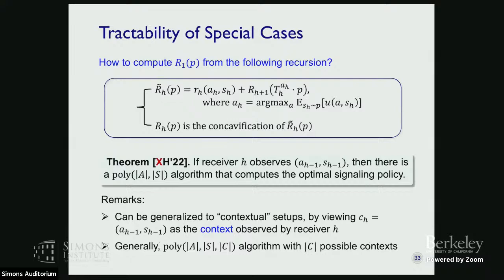You can generalize this to a contextual setup by viewing the AH minus one, SH minus one as the context for the receiver at time H. The context in general doesn't have to be like this; it can be arbitrary context. You can generalize it to that setup and have an efficient algorithm there. The idea is similar. It's because I don't need to compute the entire reward function. I only need to compute the reward function at a few possible prior beliefs that can happen.